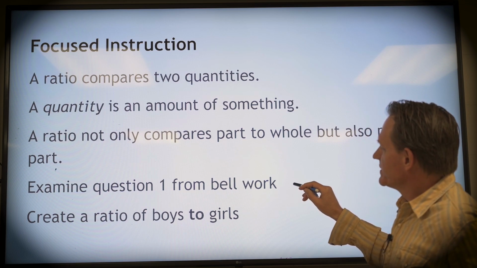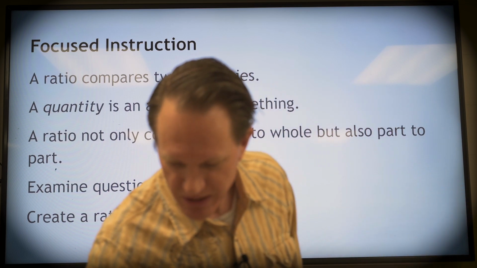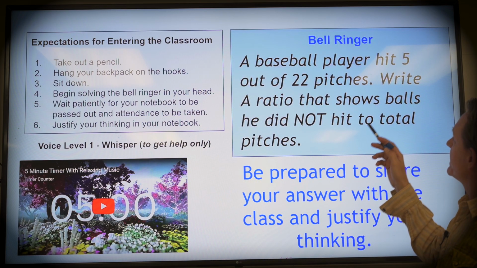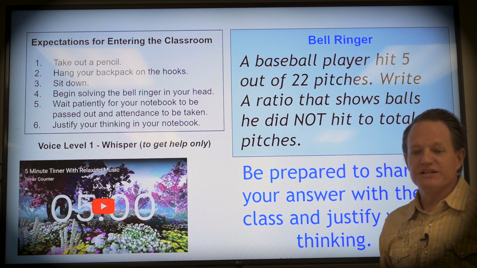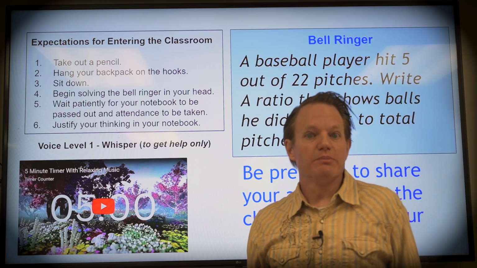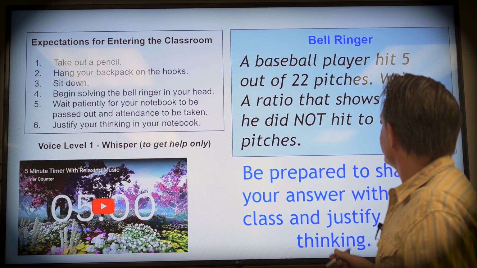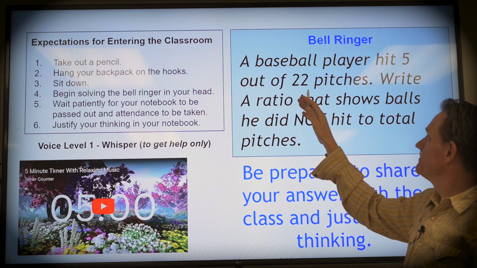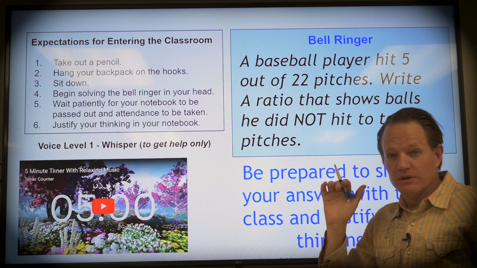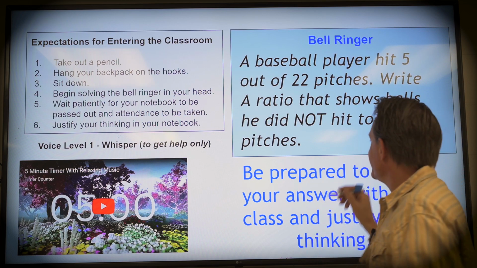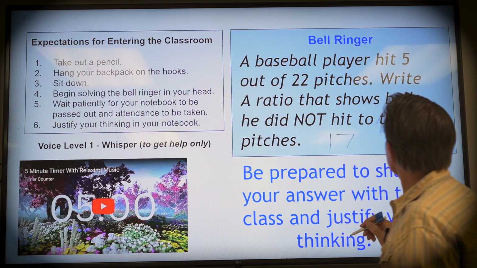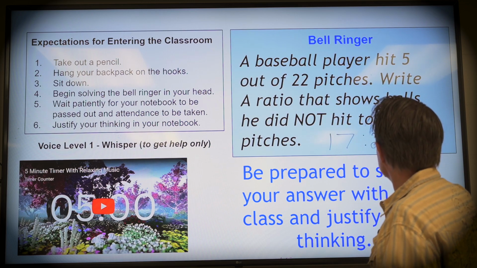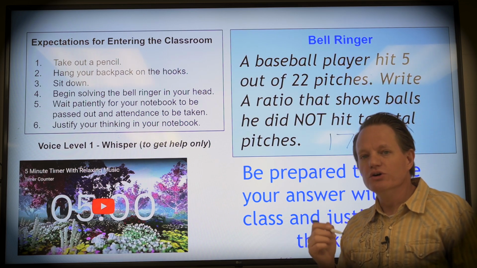Now, let's go back to it over here. Examining question 1 from the bell work, back to the baseball player. Typically what we would do with this is say, okay, hit 5 out of 22 pitches, let's see what percentage the person hit. Well, this is asking something a little bit different: a ratio that shows balls he did not hit. If there were 22 pitches and he hit 5, 22 minus 5 is 17. 17 pitches were not hit. And then we're going to be comparing that to total pitches. Total pitches is 22. The answer is going to be 17 to 22.